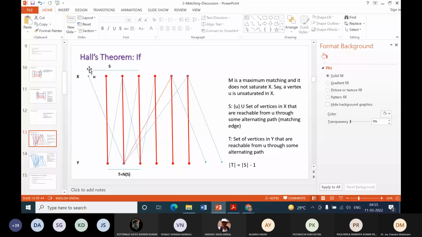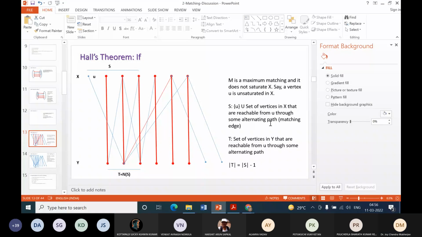Then from U, I start from here, I come here, I go there, I come here, I go there. So this vertex is also in S. Also, I come from here to here, I go to this vertex, again by an unmatched edge and then a matched edge. So this vertex is in S. However, these three vertices are not in S because they cannot be reached. So what is S? U plus the set of vertices in X that are reachable from U through some alternating path.